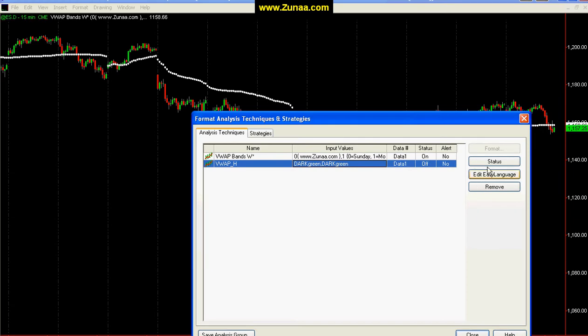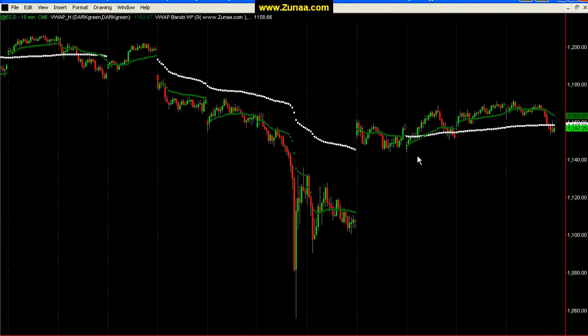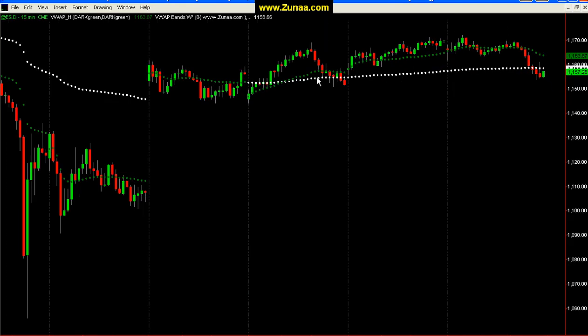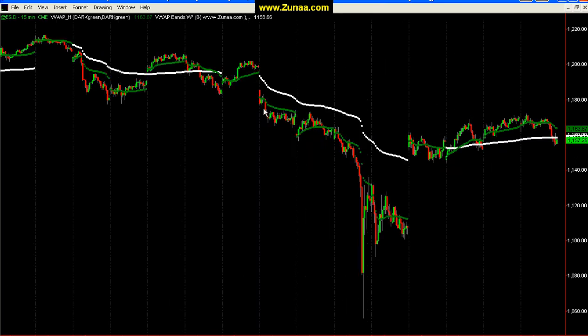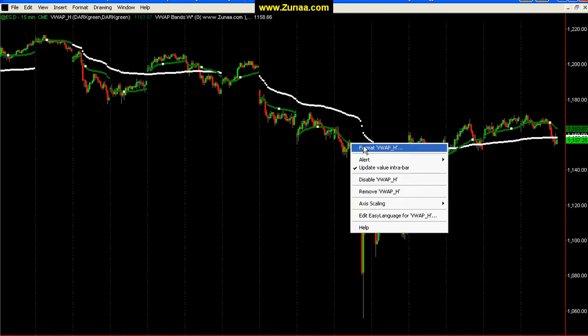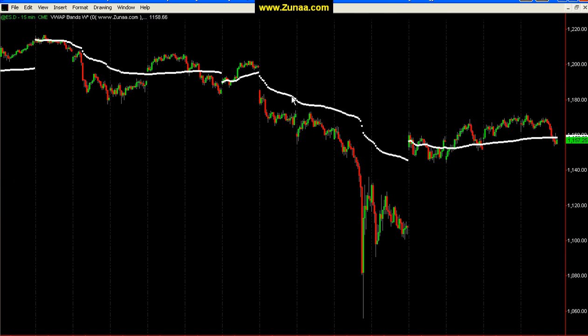Let me show it to you. We'll set up a regular daily volume weighted average price, and as you can see, the calculations reset again. The green is the regular daily volume weighted average price. The white line, or the white points, are the weekly. Let's remove the daily one.